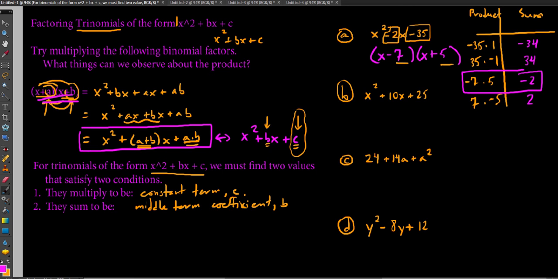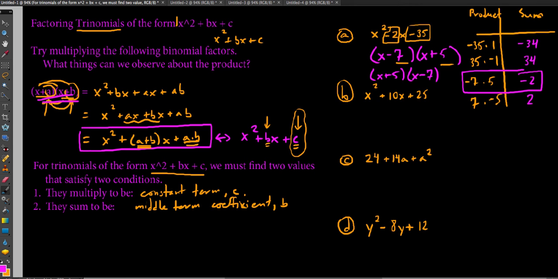And one thing I want to reiterate here is this: you can put x plus 5 and x minus 7. Multiplication is commutative. But one way to check yourself is to FOIL this back out, and you would see that you would still get the expression you started with here. So taking a look at letter B, let's take a look at this.